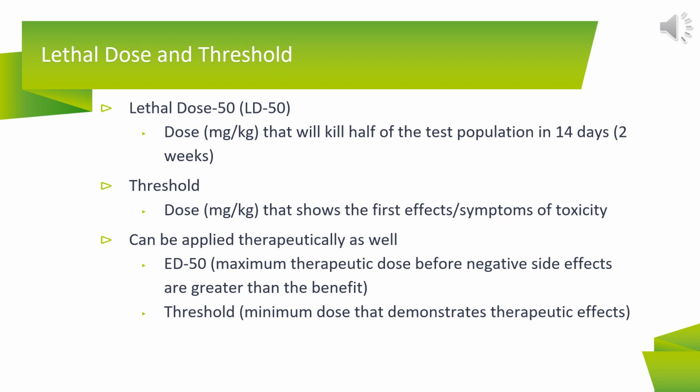Organisms that have systems very similar to ours, that respond very similarly to us, let us make that logical leap that says it affects this organism this way, therefore it's likely to affect us in the same way. Additionally, with a lethal dose of 50%, you have what's called the threshold. That threshold is the dose in milligrams per kilogram of body weight that shows the first effects or symptoms of toxicity. You can also apply this same idea to therapeutic use of medication.